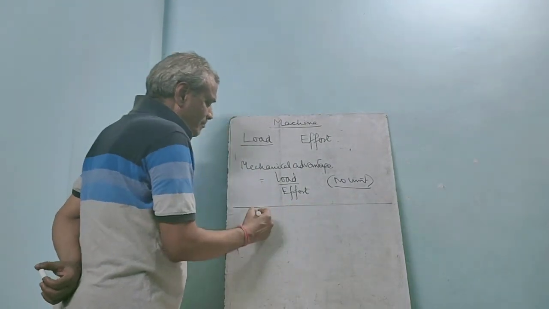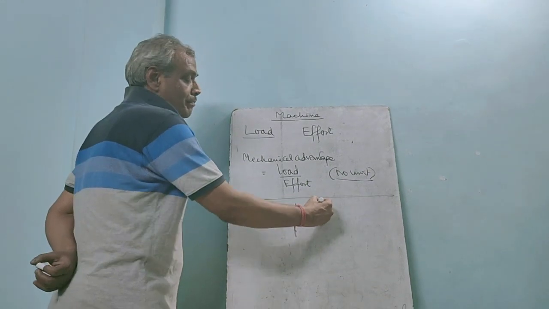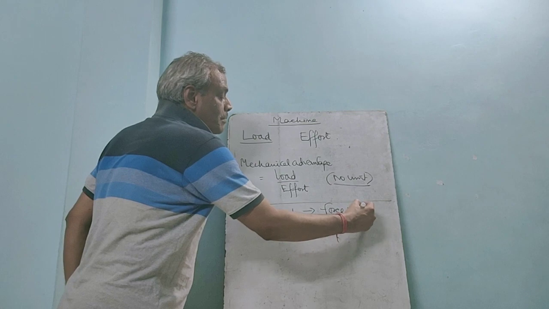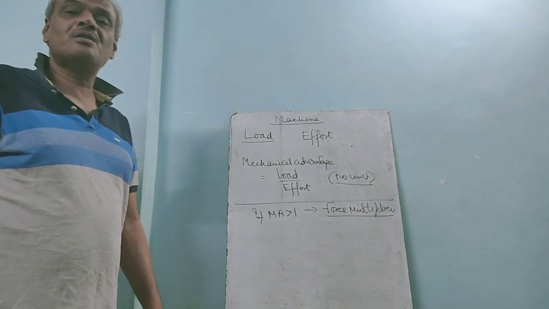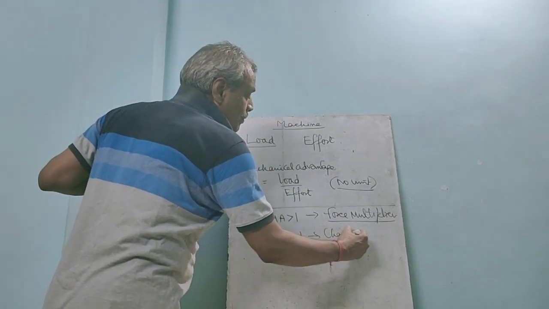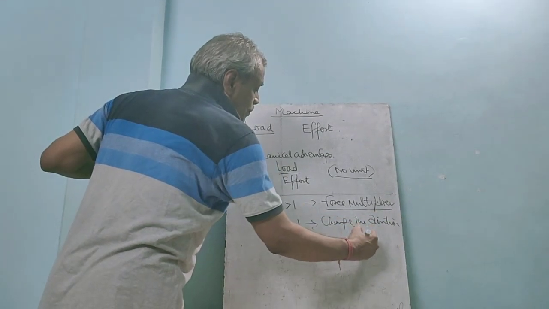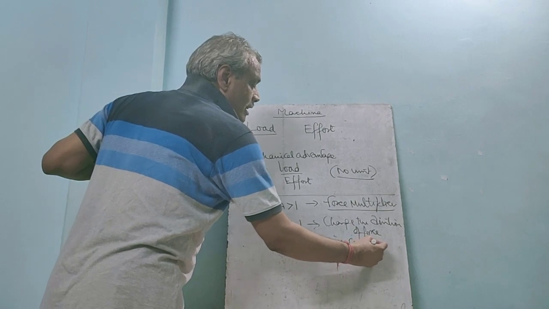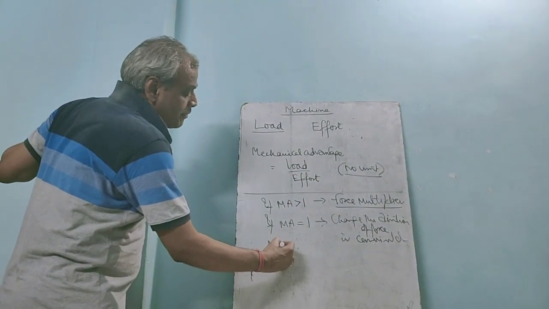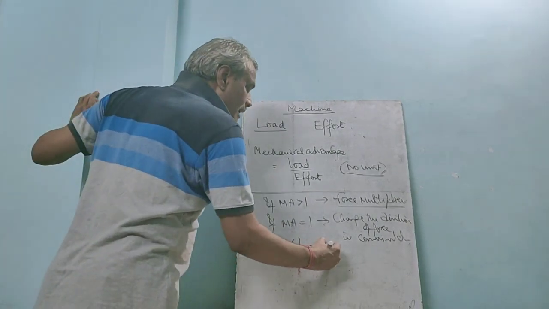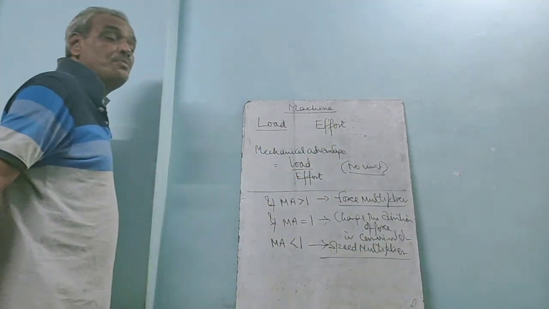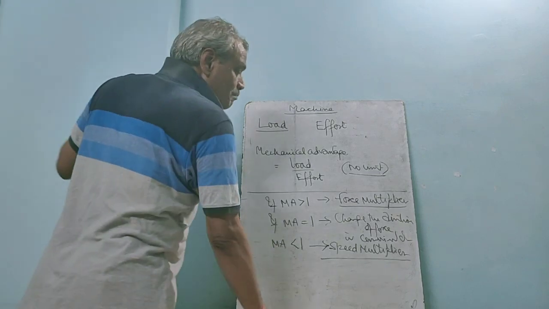See, if mechanical advantage is greater than one, simple meaning, it means load bada, effort chota hai. To aisi machine ko hum log bolte hain kya? Force multiplier. And if mechanical advantage is equal to one, then it changes the direction of force in our convenient direction. And if mechanical advantage is less than 1, it means that machine is used as a speed multiplier. Got it?